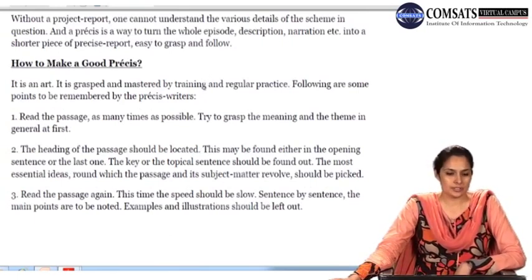Now, how to make a good Prezi? It is an art. It is grasped and mastered by training and regular practice.